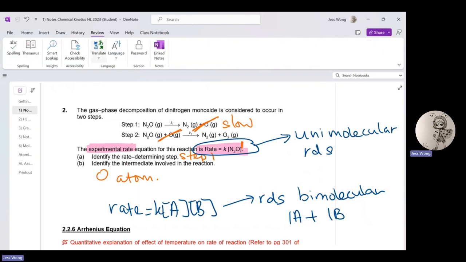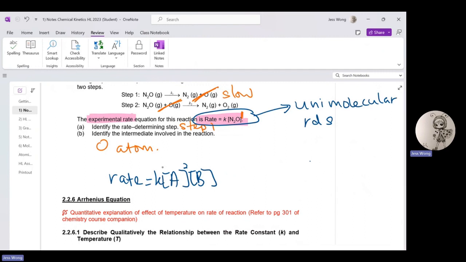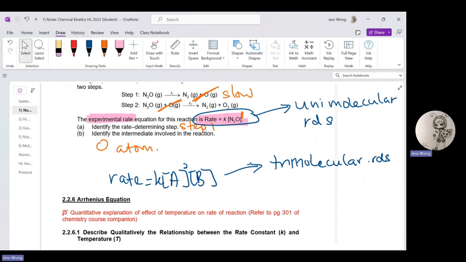Now what about another case, what happens if it's something like this? Rate equals k[A]^2[B]. Do we say that it is a trimolecular rate determining step? No. Why? Because the probability of a trimolecular reaction is low. So if we look at this, it's obviously trimolecular, right? And we know it's unlikely to happen. So it's actually telling us something. It's telling us that it is a substituted rate equation.